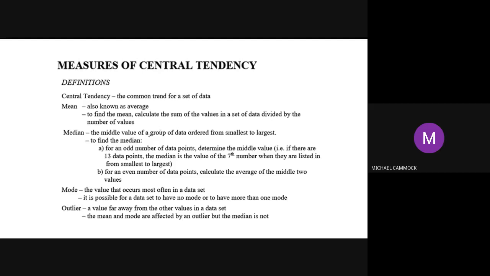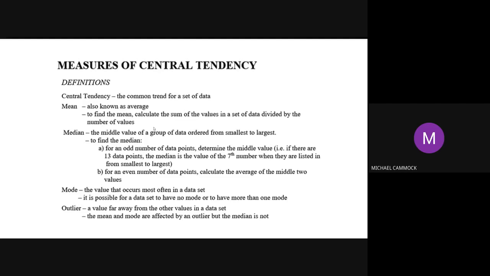Now, the one that most people know is the mean. Mean is also known as the average. So a lot of you ask me for your average. What's your current mark? That's your average. And another word for that is mean. To find the mean, the easiest, simplest way is to take the sum of all the values in a set of data and divide by the number of values. And we're going to do an example of that in a few minutes. So that's how you find the mean of a number, the average of a number.